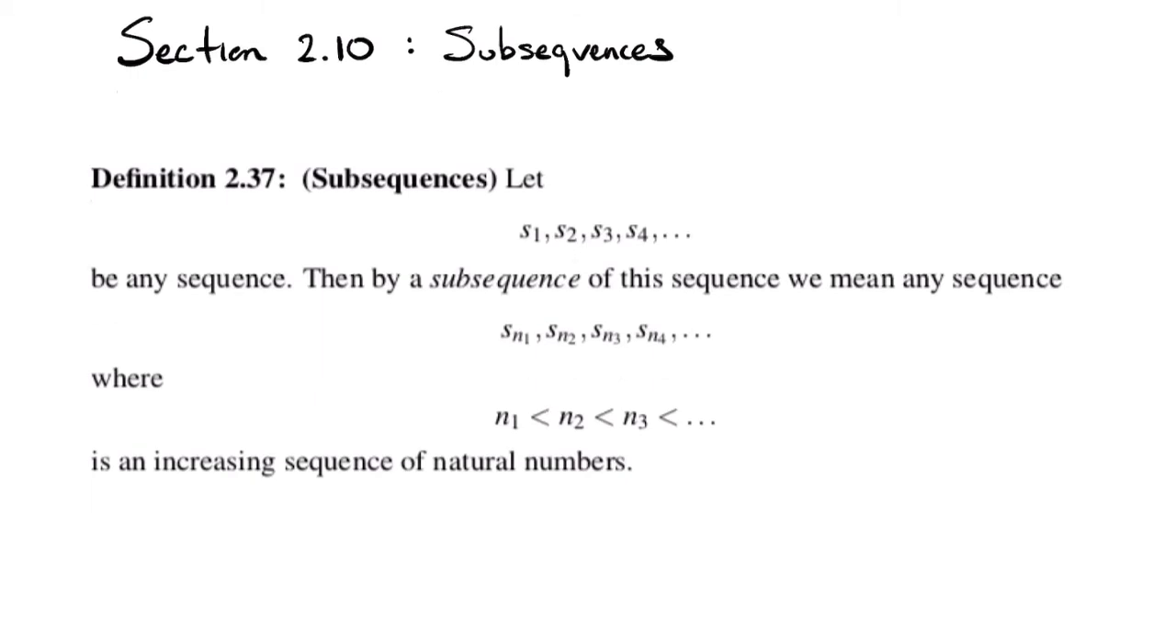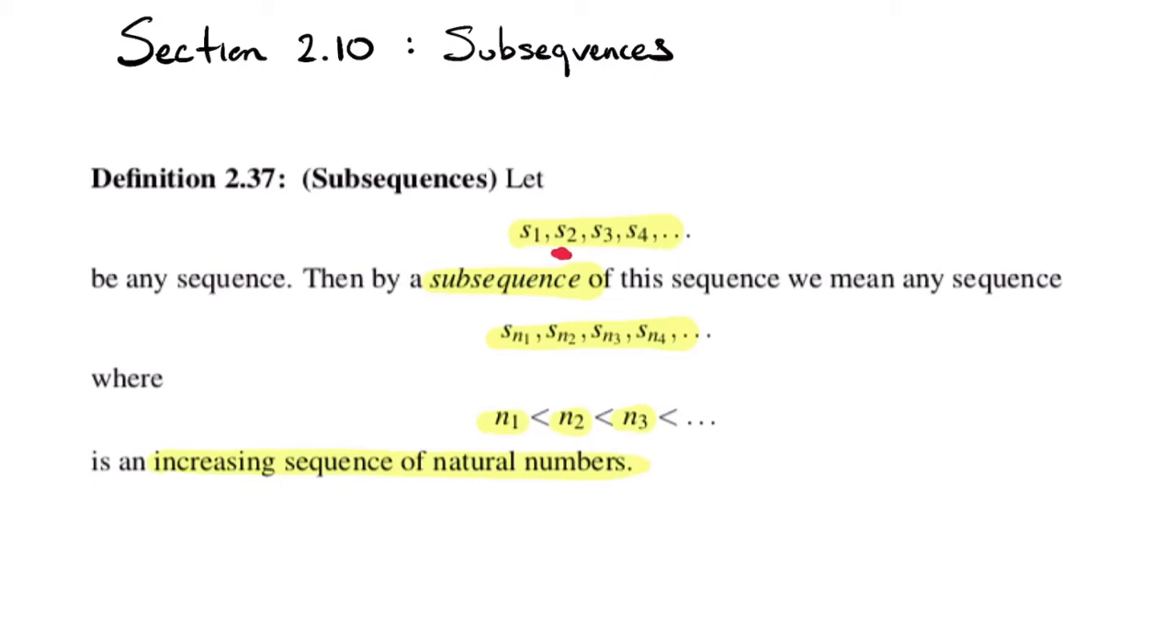What is a subsequence? Colloquially, a subsequence just consists of some of the terms of a given sequence. To be a little more precise, if somebody gives me a sequence S1, S2, and so on, then by a subsequence of it, I mean some of the terms, using a double index: S sub n1, S sub n2, and so on, where n1, n2, n3 is an increasing sequence of natural numbers. This is a technical way of saying that from the terms in the sequence Sn, I'm selecting some of them.